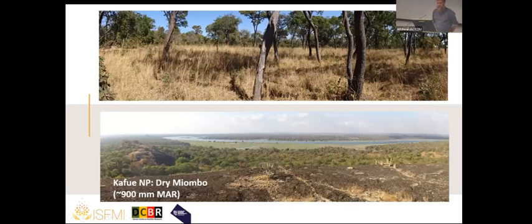Here's another example, slightly up. So that last example was in low rainfall, around 650 mils of rainfall. Moving up a rainfall gradient, this is some dry Miombo in Kafue National Park.